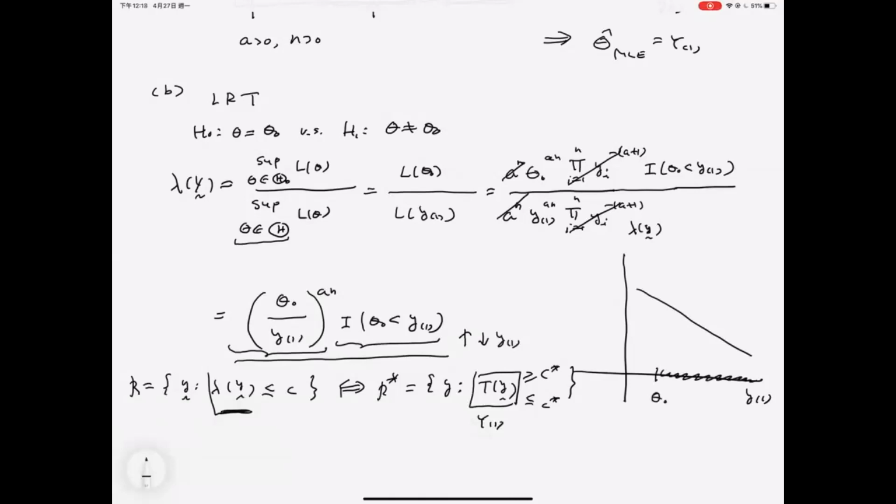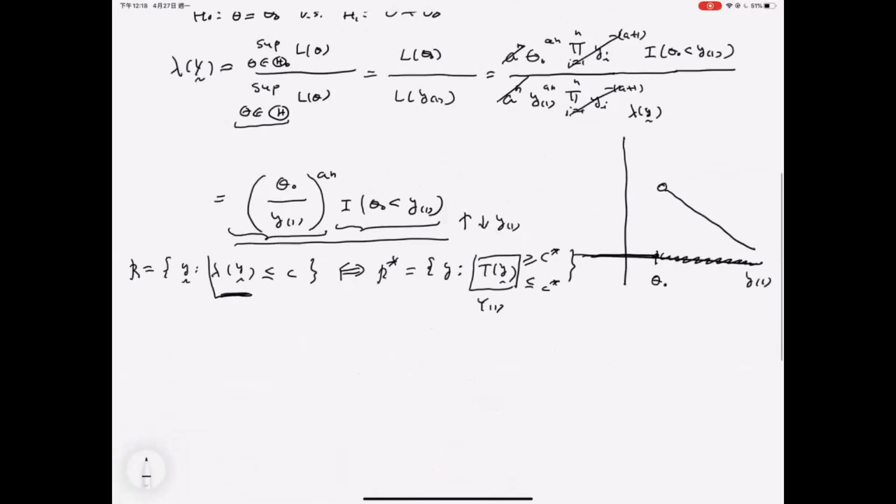If y1 is smaller than theta 0, what does that mean? That means the left-hand side of theta 0 is going to become 0. Then, up to some point, you have a decreasing function of x. So we need to find the equivalence given that this is C. That means I'm finding this region as a rejection region, then mapping to y1 on the x-axis.